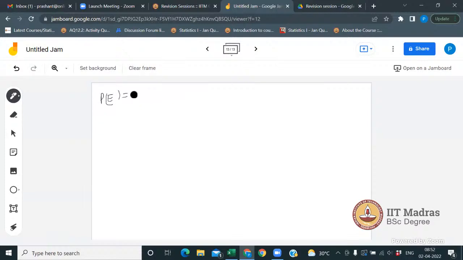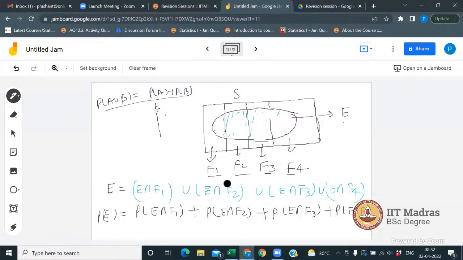Then now let's move. Probability of E: what was this one? E and F1 plus E and F2 plus E and F3 plus probability of E and F4. So can you tell me what this quantity E and F1 will be? Anybody? Probability of E given F1 has occurred into probability of F1. I'm saying E and F1. So I'm asking about this area.